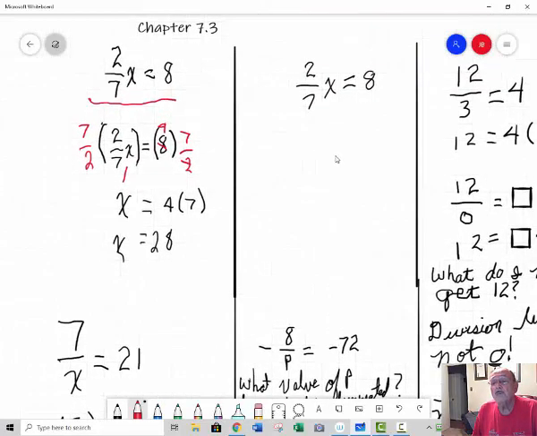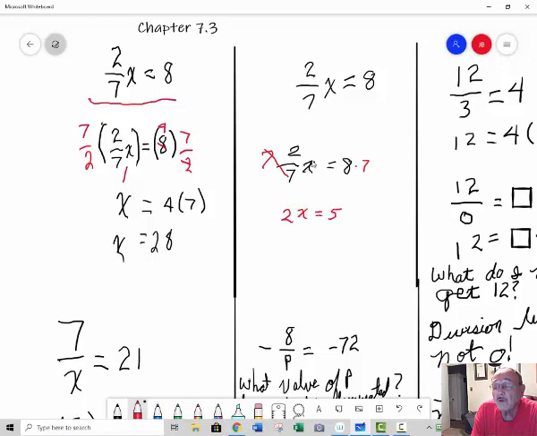that same problem. And what I want to do is take that same equation, and this time 2 7ths x equals 8, and I want to multiply it by just the denominator, by 7. If I multiply both sides of that equation by 7, these 7s cancel, and I get 2x, and over here 7 times 8 is 56.